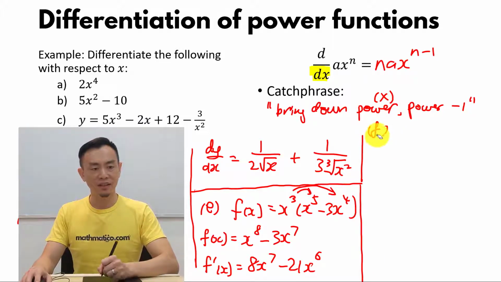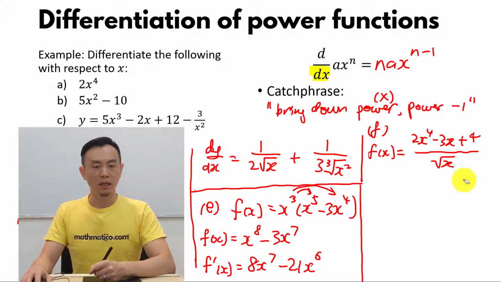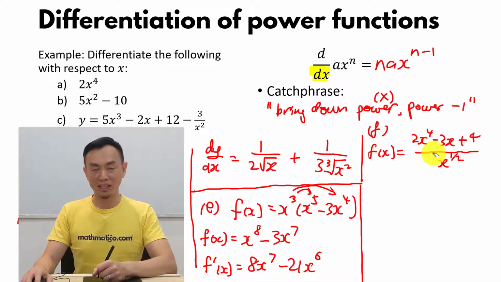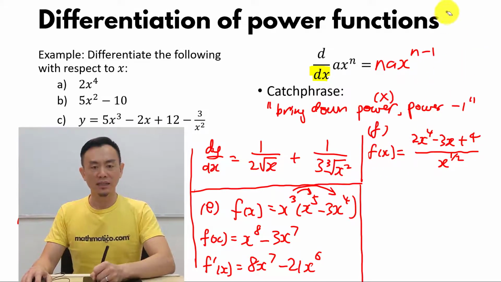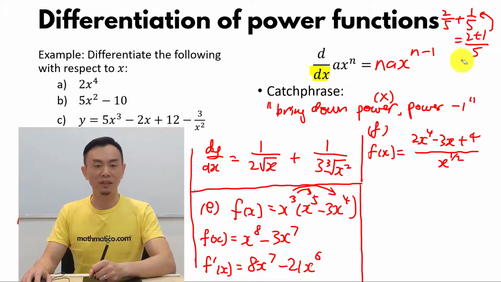Part F, f(x) is equals to (2x^4 minus 3x plus 4) over square root of x. Whenever we see square root of x, we always change it to index form, so x to the power of half. Okay, but this one you can actually split it up into 3 terms so that the differentiation will be a lot easier. It's like saying 2/5 plus 1/5 is equals to 2 plus 1 over 5, right? So when we have this, we can actually reverse it and split into 3 terms as well, like what we are going to do here.